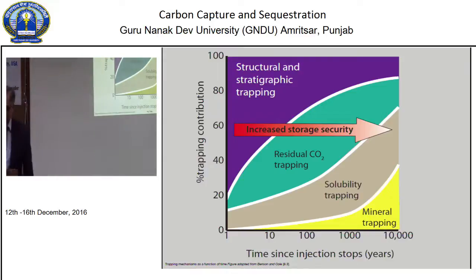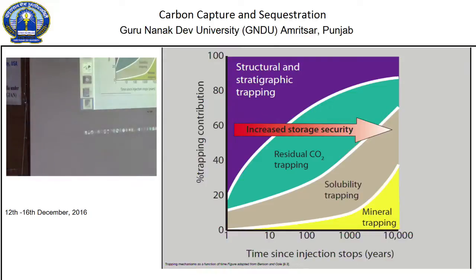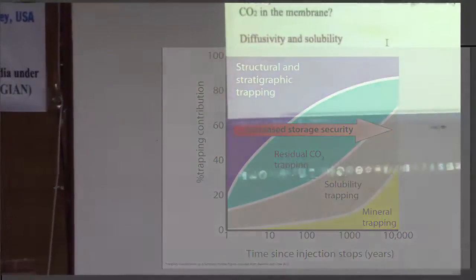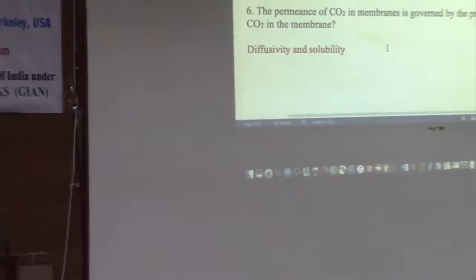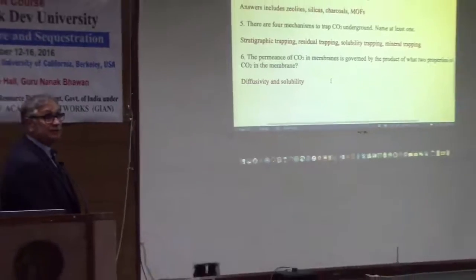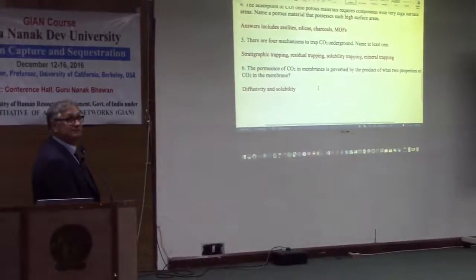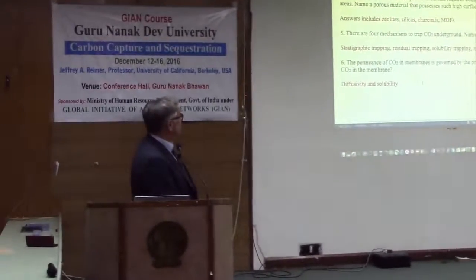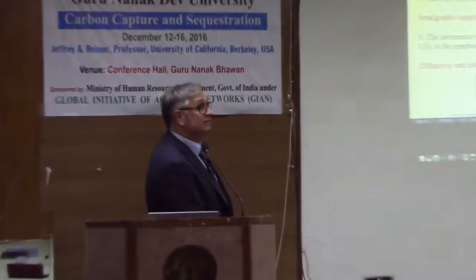And just before your break, let me just go to my review questions for you. There are 4 mechanisms to trap CO2 underground. Name one. Okay. Well, it could be residual trapping, solubility trapping, mineral trapping, or stratigraphic trapping. Yeah? And so that's a review question for you to consider.